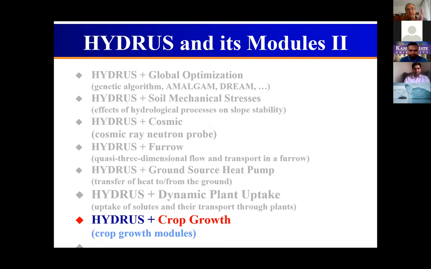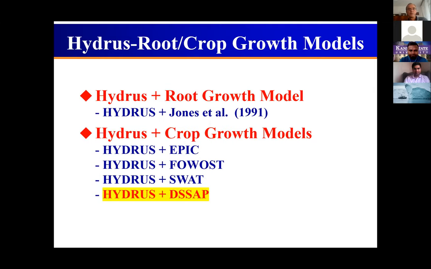There were a lot of attempts to couple HYDRUS with crop growth. One was done by Anne Hartmann, who developed it directly into HYDRUS. She implemented the Jones crop growth model. There are other groups which coupled HYDRUS with different crop growth models. Those were done mostly in China: EPIC, WOFOST, and SWAT.